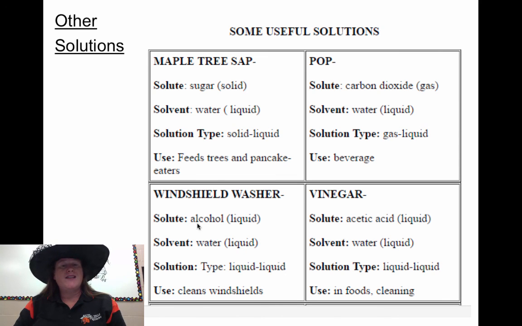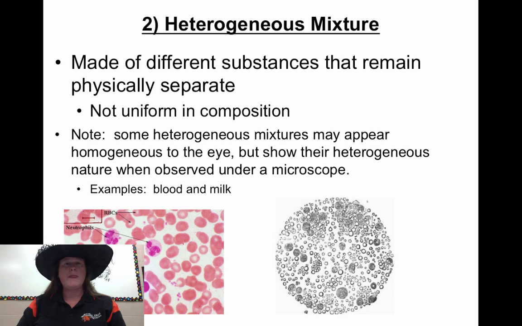Windshield washer fluid contains alcohol and water, so that is a liquid-liquid type of solution. And another liquid-liquid type of solution is vinegar. It contains acetic acid, which is a liquid, and water, which is a liquid. So these are some more examples of solutions in discussing homogeneous mixtures.